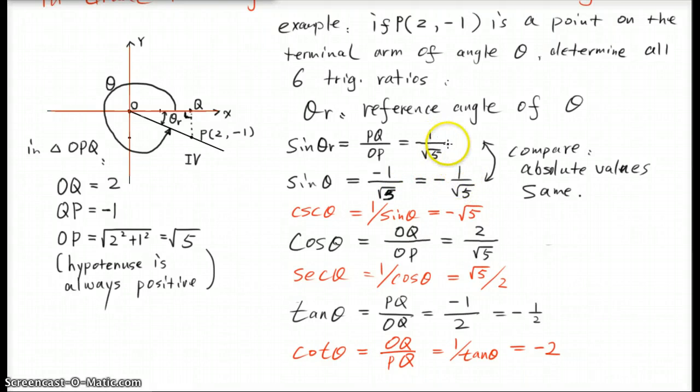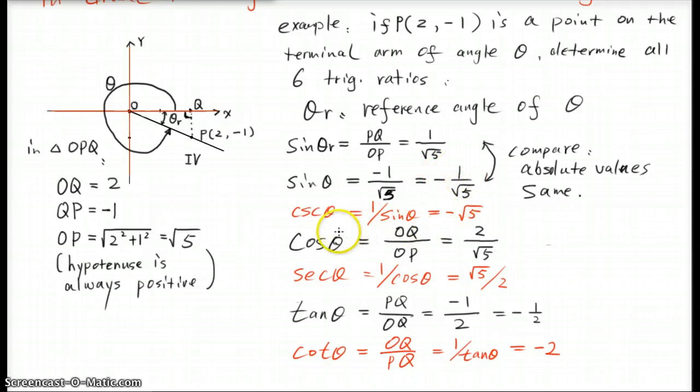So if you compare the sine ratio of the reference angle and the angle theta itself, you can see their absolute values are the same, right? The only difference is that sine theta is negative. So you never need to worry about the magnitude. You only need to worry about the negative sign.